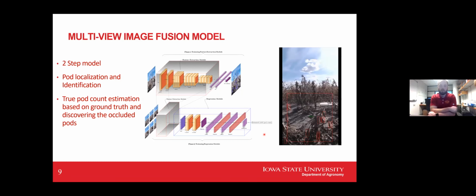Now we'll get into the multi-view image fusion model and how that works. This is actually a two-step model. The first step focuses on detecting the number of pods in each image that you feed into the model. And then the true pod count estimation is the second step, more or less regressing the values that you had from the first step to a final pod count.